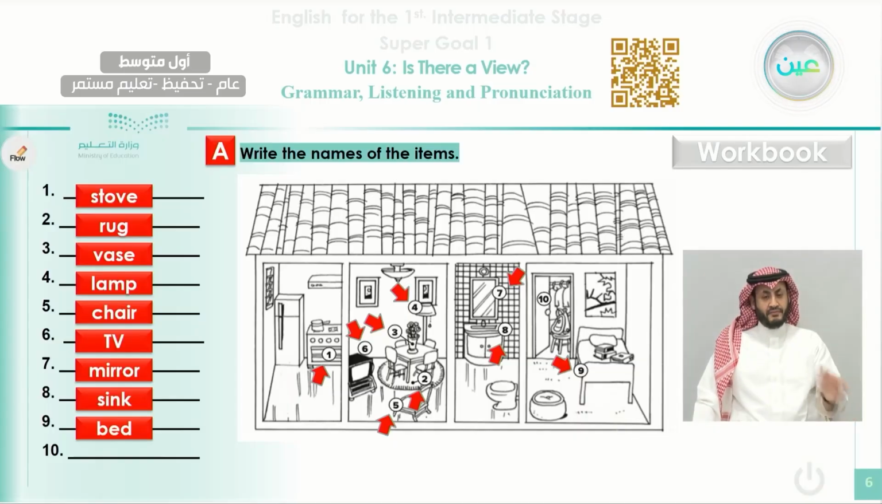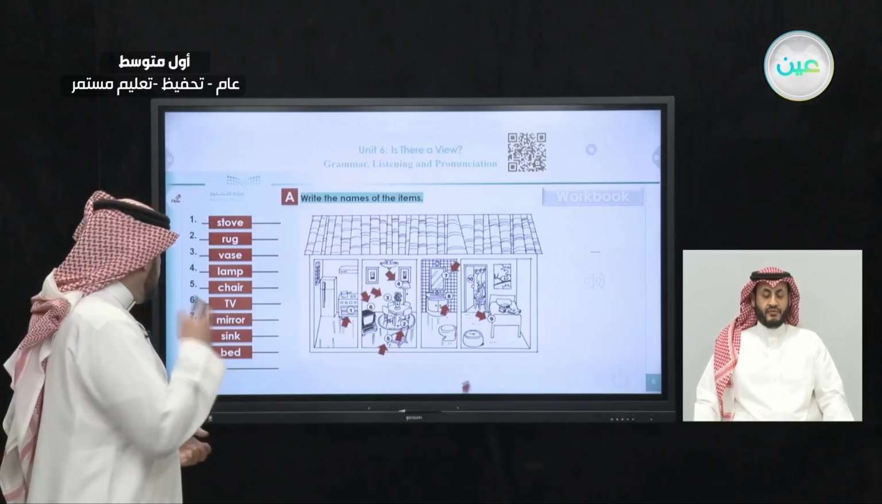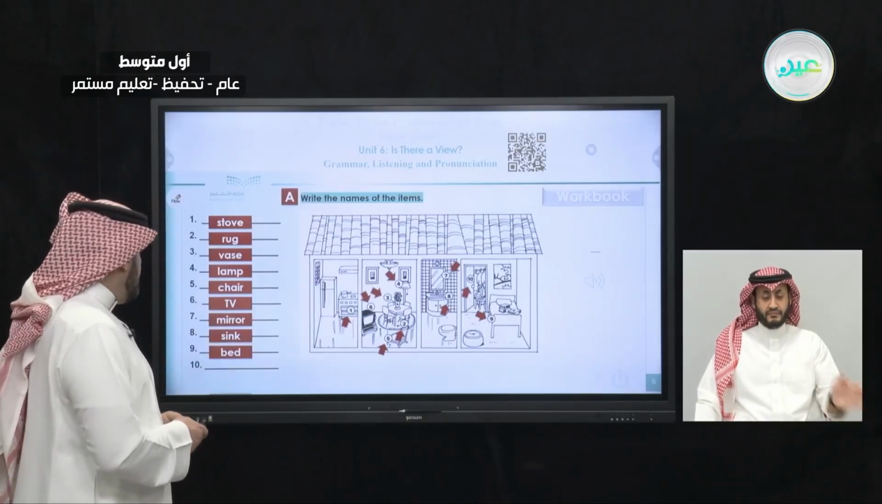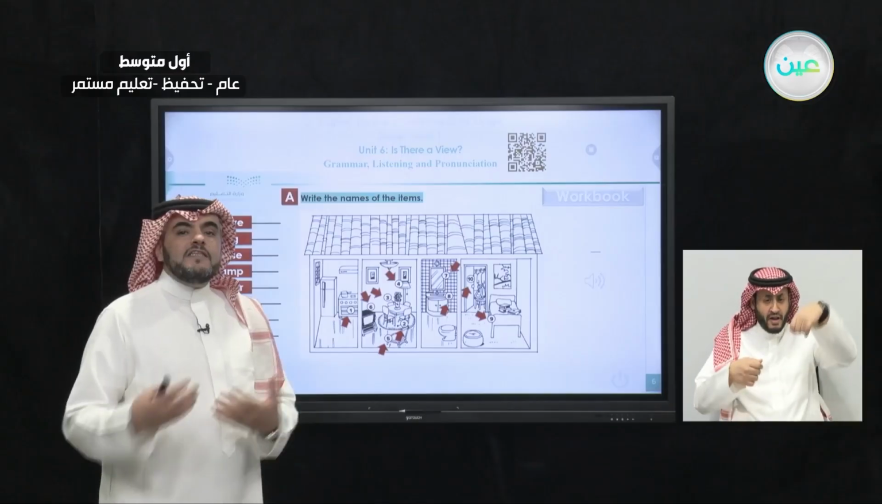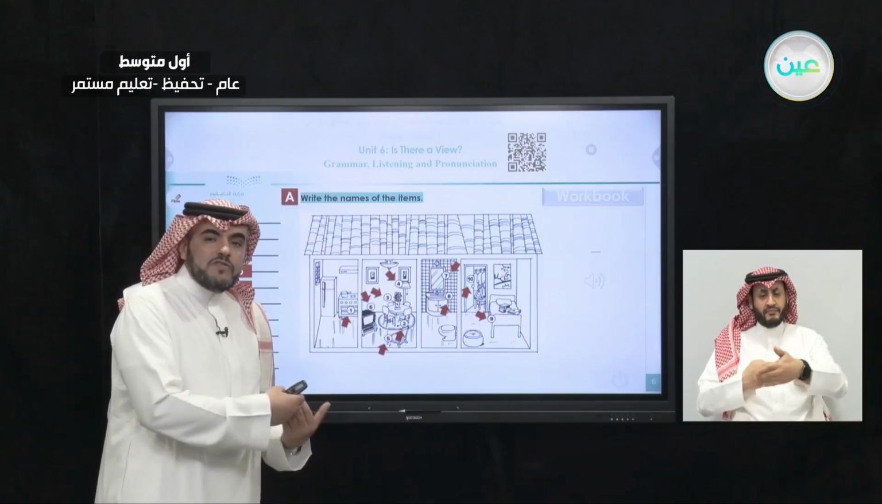And number 9 here is a bed. Where can you find the bed? The bed is in the bedroom, okay, where you can sleep on. And the last one here, number 10, is the closet. What do you mean by closet? Closet is the thing that we keep our clothes, okay?